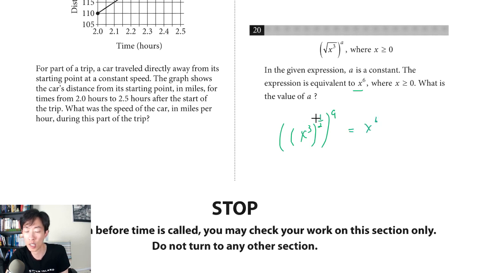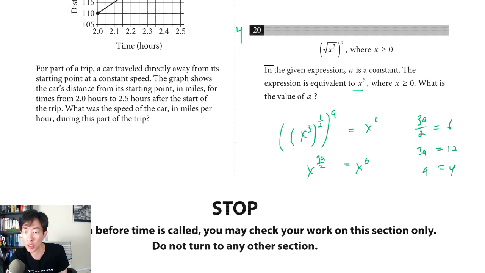So we know the rules of exponents. When you have an exponent raised to another one, raised to another one, you just multiply all of them out. So this is all going to simplify to x to the 3a over 2 equals x⁶. So we have the same base. That means 3a over 2 equals 6. Multiply both sides by 2. 3a equals 12. Divide by 3. a equals 4. And that's going to be the answer.